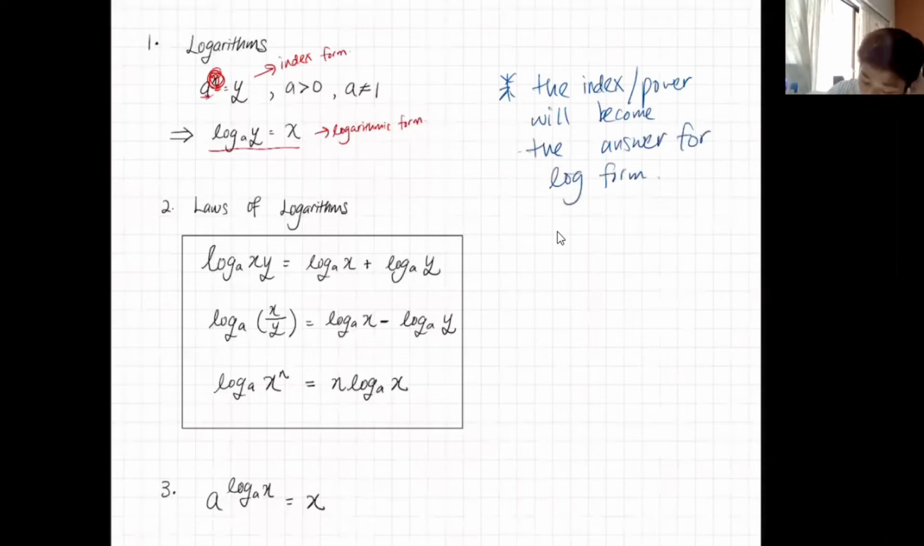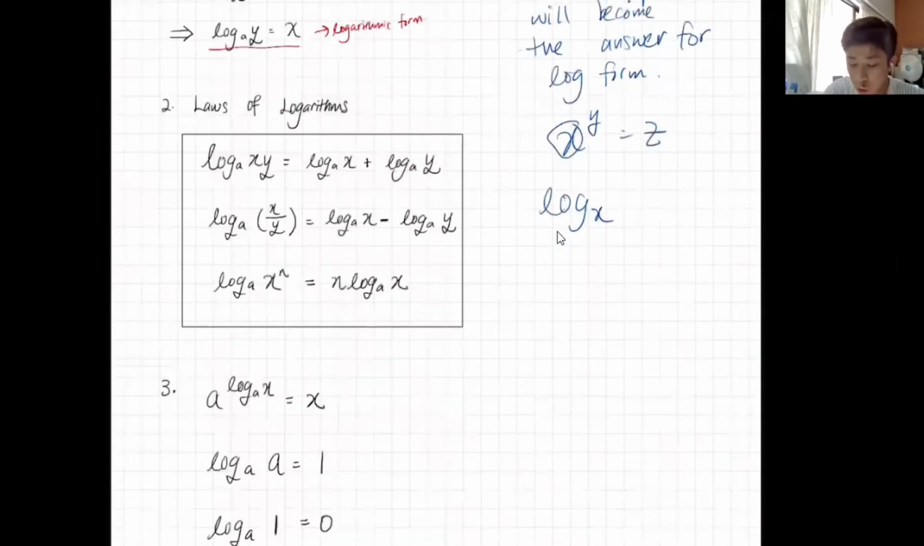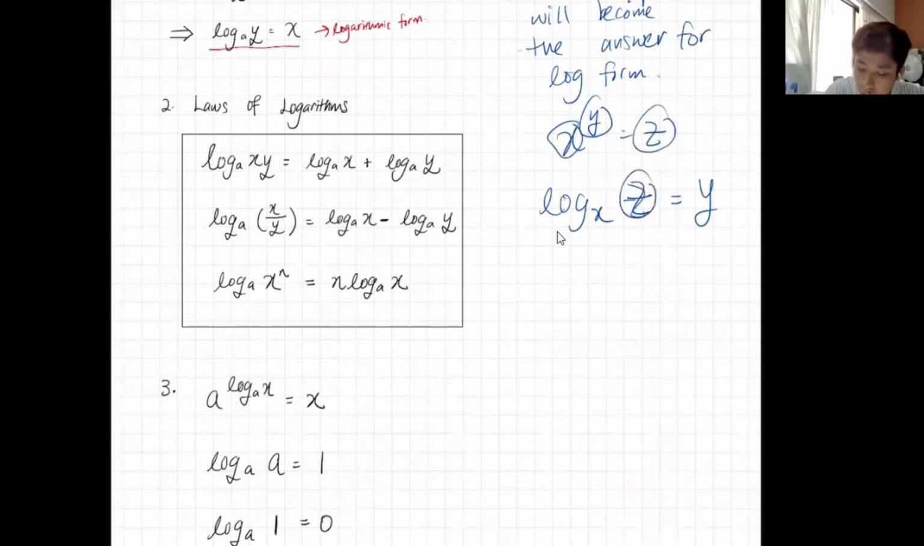What do I mean? If I have x to the power of y is equal to z, you know where the base will go. The base will always stay next to the log, okay? And you know that this power will be the answer, so you put y first, then the z will automatically fall here. The z must be written a bit bigger, basically normal. It's only the x that will be written smaller because x is a base. So base, you will write it smaller.